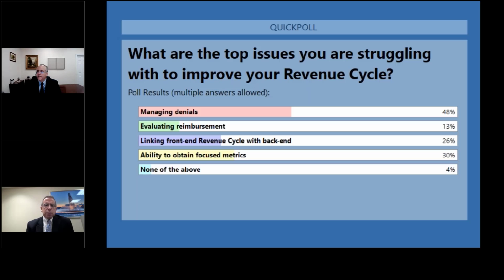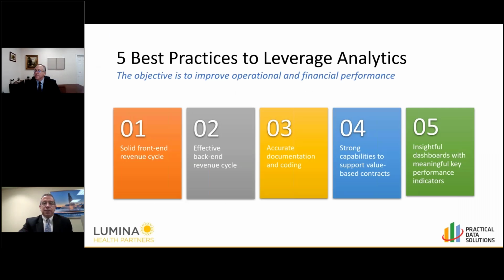So it looks like we might have some results coming up. Yep, I just shared the poll there. You should be able to see it on your screen. Yes, very interesting. I'm not surprised managing denials is number one, but look at number two, the ability to obtain focused metrics, either to have those key performance indicators for your organization to evaluate it, or maybe even to compare that against other industry metrics. Any other thoughts come to mind, Russell? No, I was happy to see that not too many people said none of the above, but certainly I'm also not surprised about managing denials. Hopefully that's why everybody came here, so that we could help educate them and give them some insight into some things.